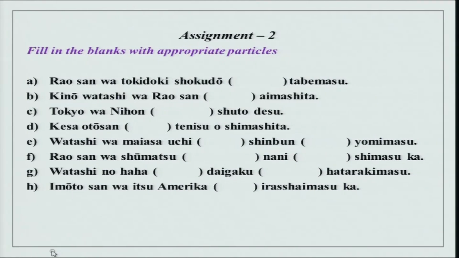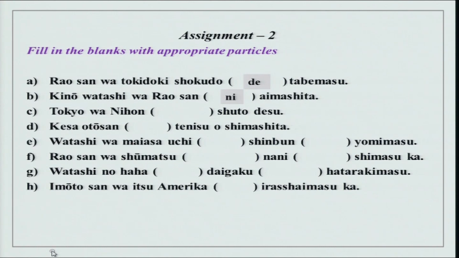Well, the second assignment is fill in the blanks with appropriate particles. So, you have to fill particles over here. Let us see what the particles are. Rao-san wa tokidoki shokudo de tabemasu, as I told you just now in the previous exercise. Kino watashi wa Rao-san ni aimashita. Ni over here is for aimasu.